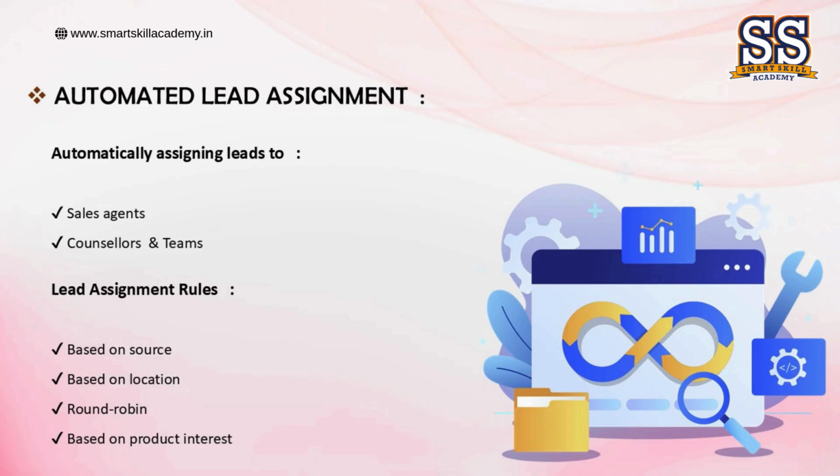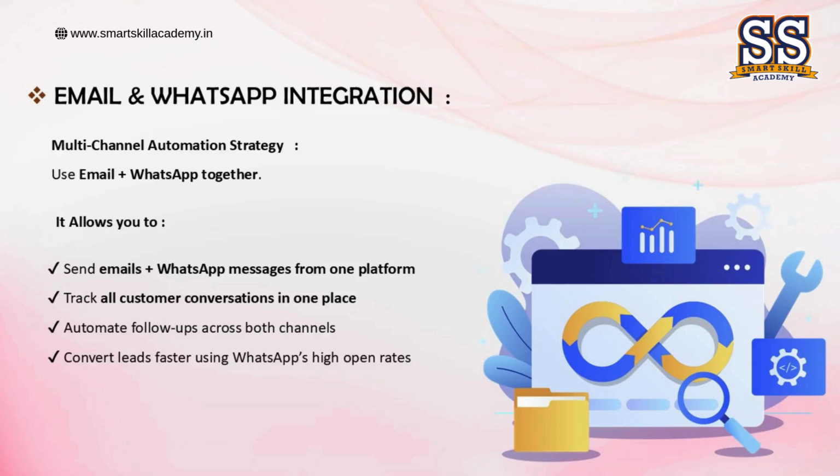Moving on to one of the most powerful ways to scale your outreach, let's look at email and WhatsApp integration. In today's landscape, relying on just one channel is a missed opportunity, which is why we implement a multi-channel automation strategy. By using email and WhatsApp together, you aren't just doubling your messages, you're creating a seamless ecosystem for your leads. This integration allows you to send both types of communication from a single platform, ensuring your branding stays consistent and your team stays organized.